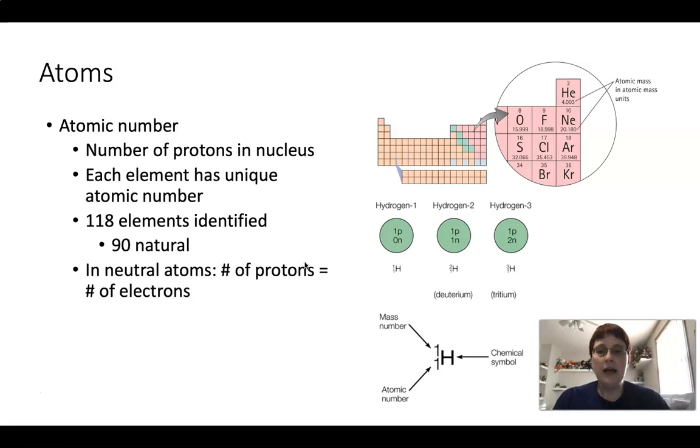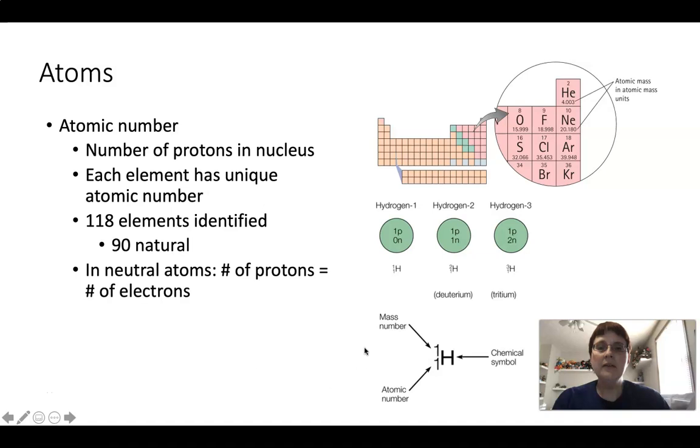Now, in neutral atoms, the atomic number will tell you not just the number of protons, but the number of electrons, because those two have to equal each other. However, if the atom is not electrically neutral, it's gained or lost electrons, then the atomic number will only tell you the number of protons.